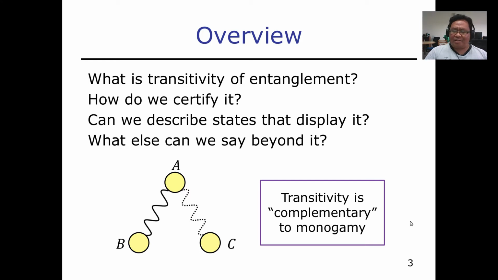I'd like you to think of transitivity as a notion that is complementary to monogamy. In monogamy of entanglement, if we have A, B, and C, the entanglement between A and B restricts how much entanglement you can have between A and C. However, for transitivity, we want to consider the situation where AB, AC, and BC are all entangled.